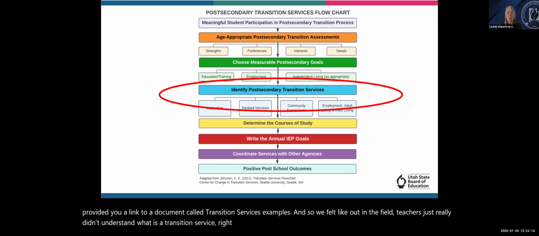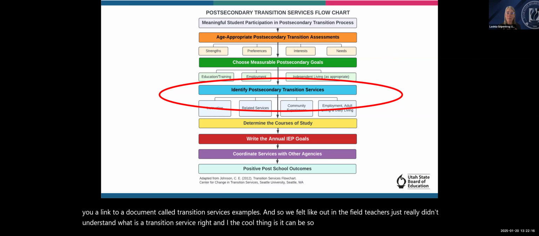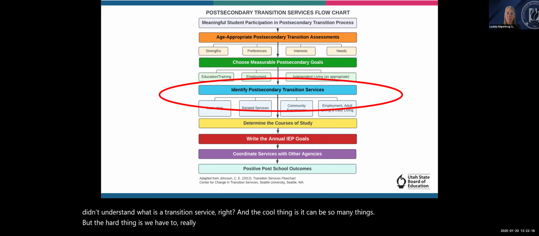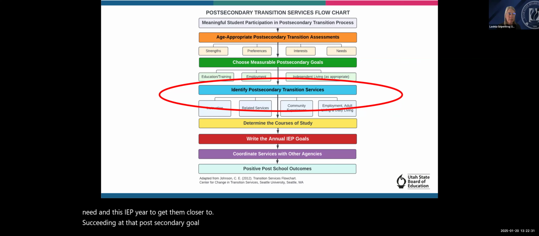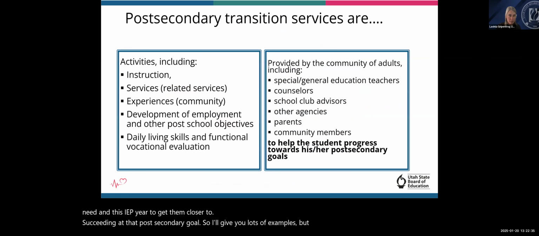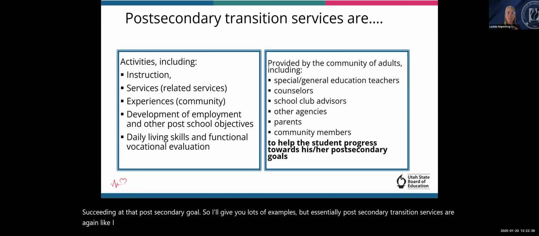And the cool thing is it can be so many things, but the hard thing is we have to really figure out, well, what makes the most sense for that student? What transition service do they need in this IEP year to get them closer to succeeding at that post-secondary goal? So I'll give you lots of examples, but essentially post-secondary transition services are, again, like I mentioned, targeted instruction.